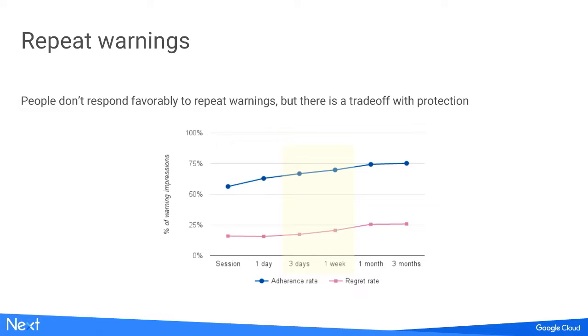But there is a sweet spot here of about a week. If we remember your decision as a user for about a week, and then represent that again a week later, then that seems to be about the right sweet spot in terms of getting adherence right and in terms of making sure that people don't regret their decision.